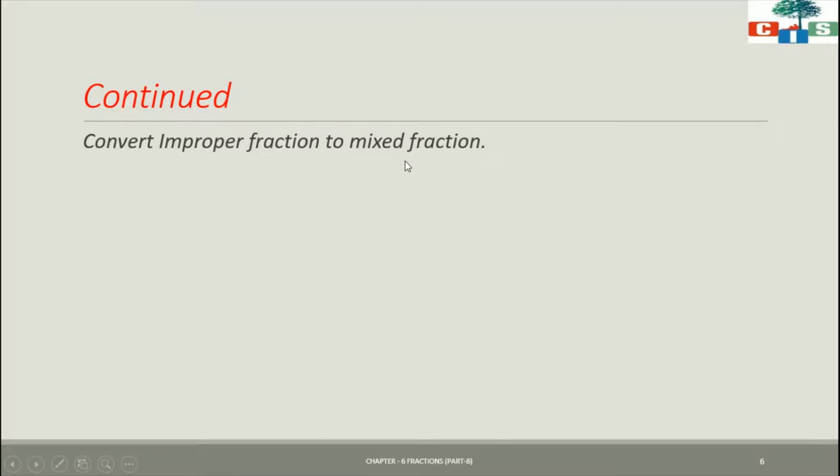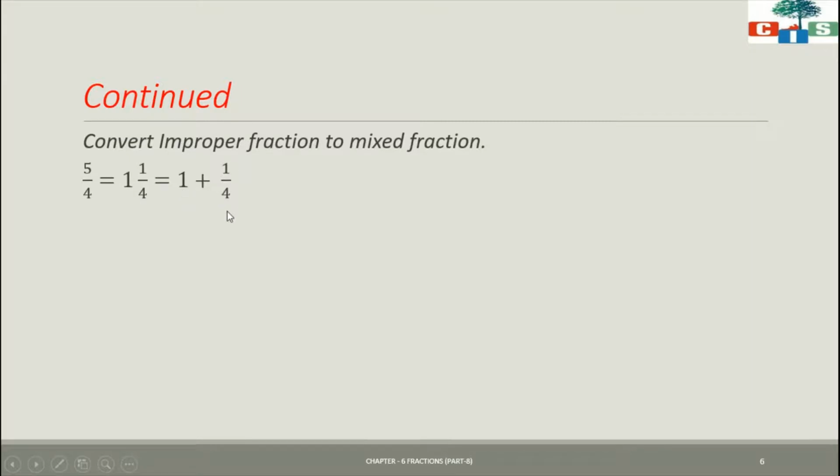Okay scholars, that 5 upon 4 is an improper fraction. What is an improper fraction? Where the numerator is greater than the denominator. So we have to convert that improper fraction to a mixed fraction. So how do we convert? By division. Yes. So when we convert this 5 upon 4, we will get the mixed fraction as 1 and 1 upon 4. Okay. How can we write this? As 1 plus 1 upon 4.